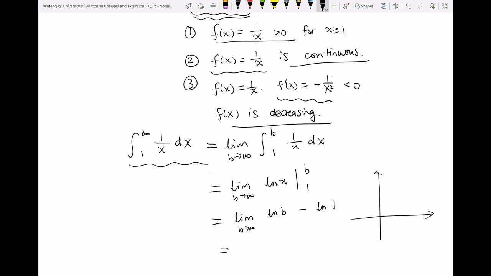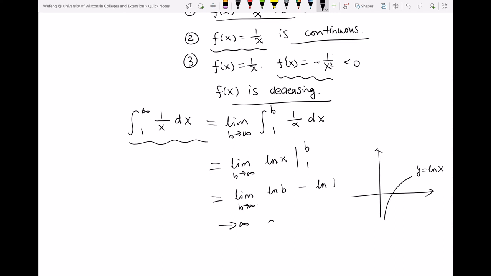The ln function is increasing. If you draw a picture, this is y equals ln x. You can tell as b goes to infinity, ln b goes to infinity, so this goes to infinity, and that means this improper integral diverges. Does it make sense, everyone? Any question? So far, so good.